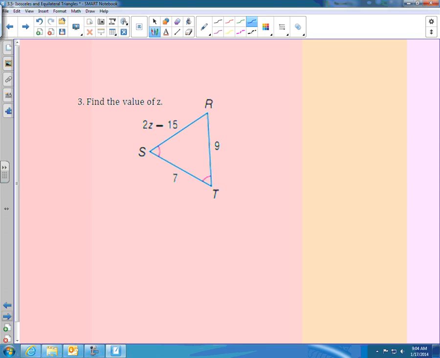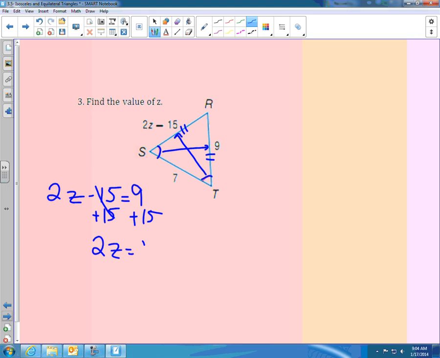Number 2 here says find the value of Z. Again, we see that two of our angles are congruent, so the sides opposite are also congruent. So we're going to set that 2Z minus 15 equal to 9. Add 15 to both sides, and we get 2Z equals 24. So our Z equals 12.